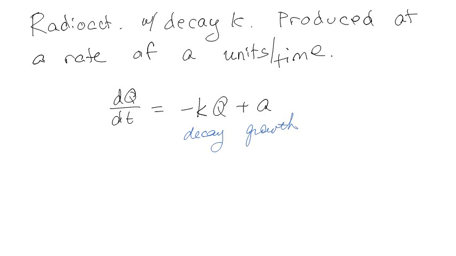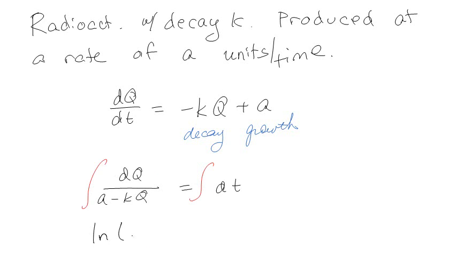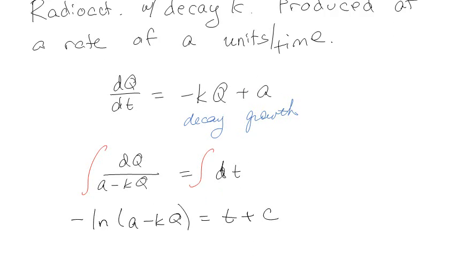Okay, so we can solve this problem as well, of course. I can get all the Q's on one side and all the t's on the other, and then integrate. Now, whenever I integrate on the left, I get the natural log of A minus kQ over k, except if I differentiate that, I'm going to get an extra negative sign, so there's a negative sign there, and then this is t plus c, like that.